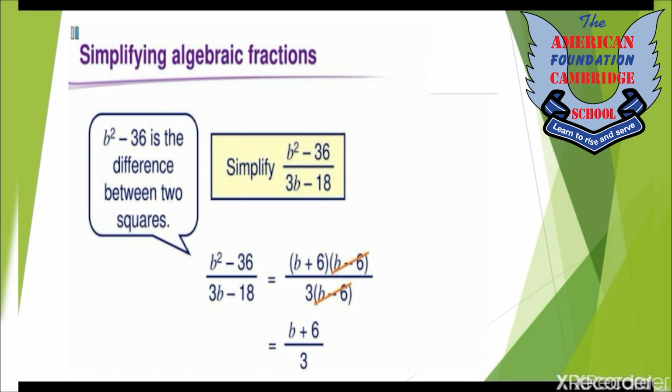In the denominator, you are going to extract 3 as the common factor and you will have b minus 6 inside the bracket. B minus 6 can be cancelled and you will get b plus 6 upon 3 as your final answer.